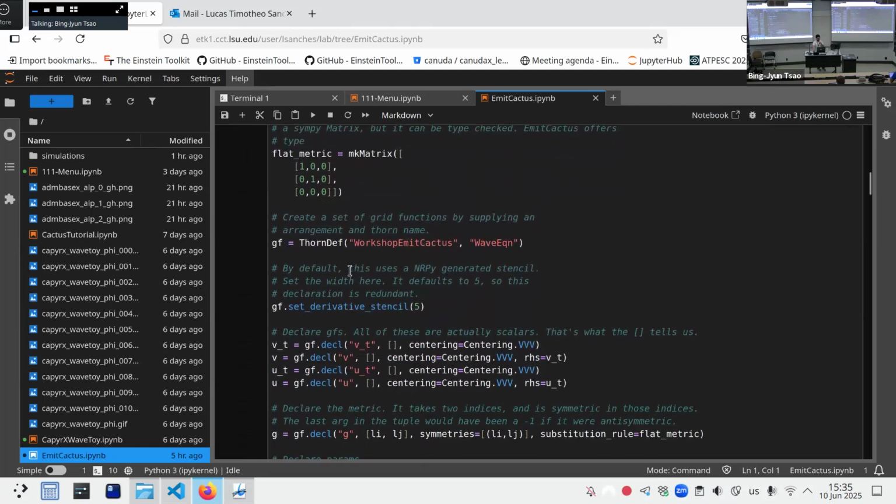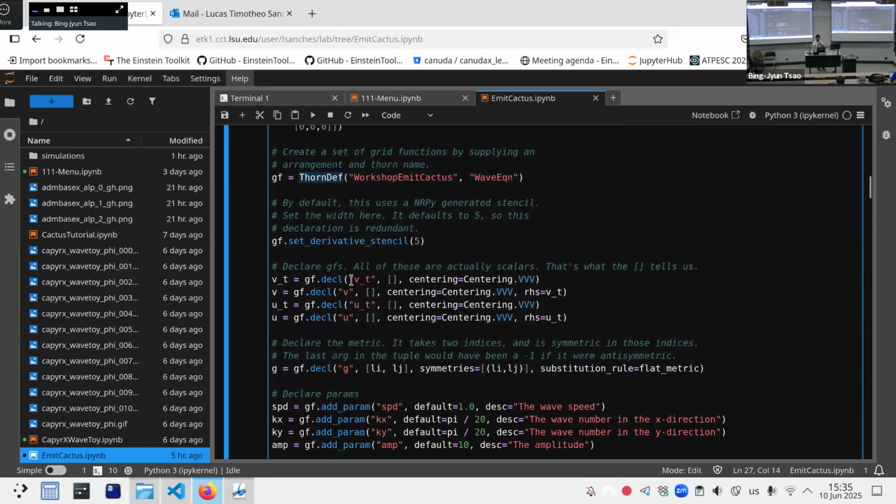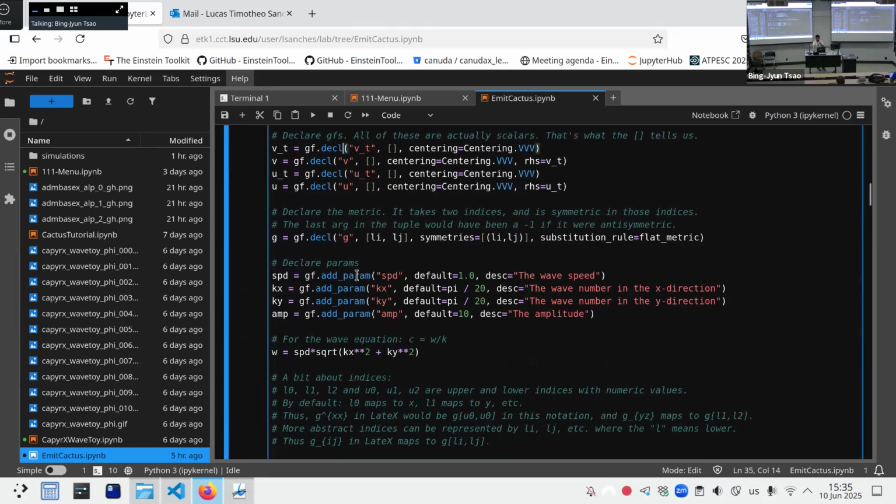I need to remind myself: how do I define a thorn? How do I declare variables? How do I add parameters? And so on and so forth. But the exercise I wanted to propose today is that we implement a slightly harder version of the wave equation, which is capable of being evolved on top of a non-flat background metric, right?